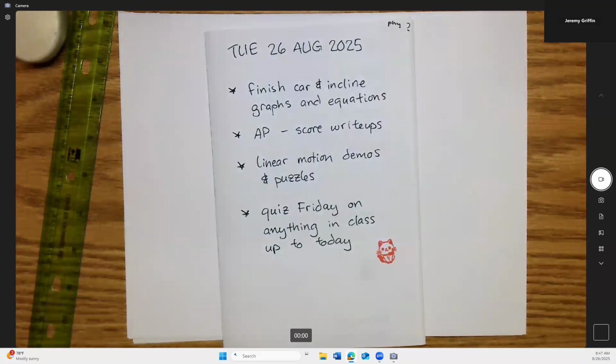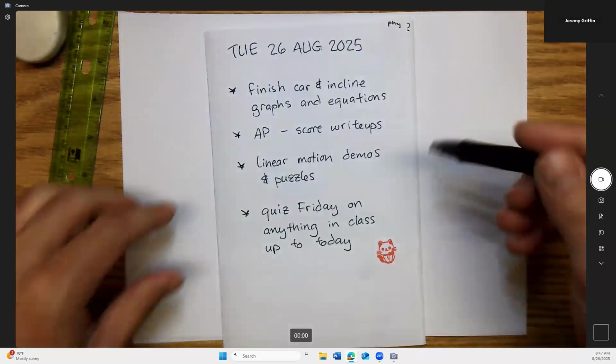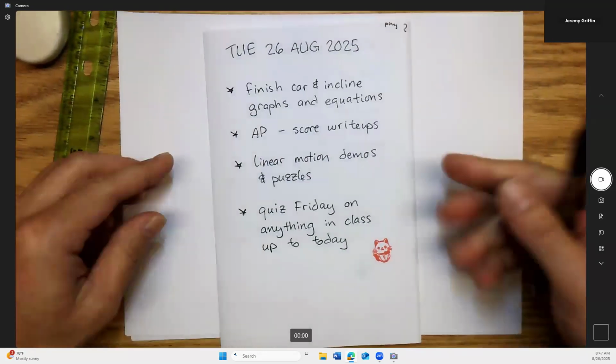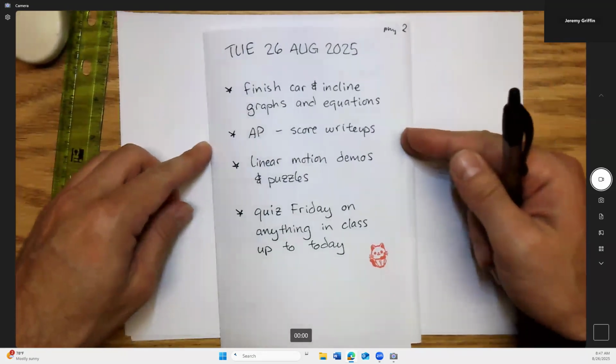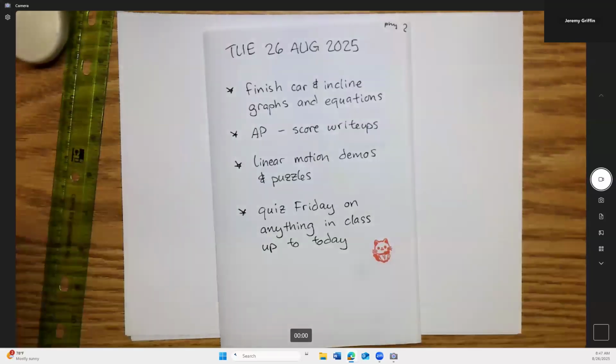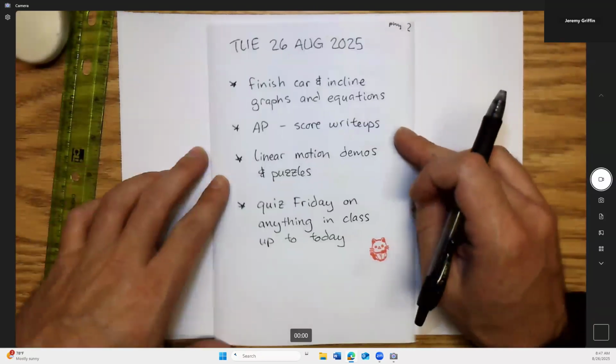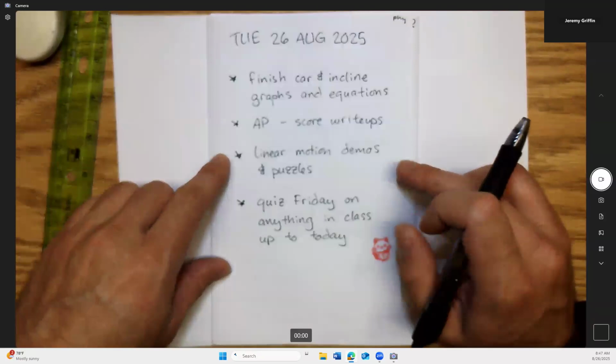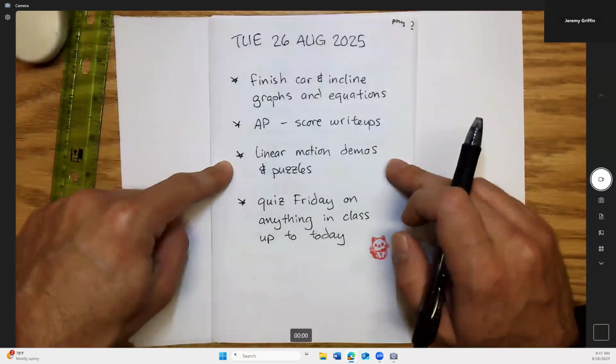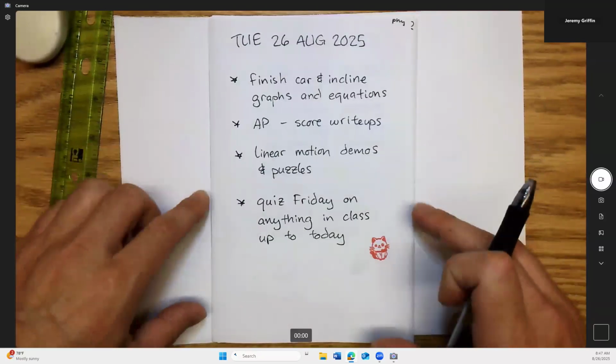I'll give you guys a model AP write-up that I put together. It's pretty close to how AP would actually score it if they gave you this question. So you can have that in front of you. You can see exactly what you wrote and what the rubric would say, and when you get a point. So go over those. I have some linear motion demos we're going to get to, and we start puzzles here.